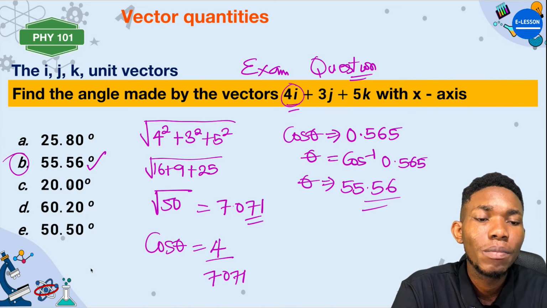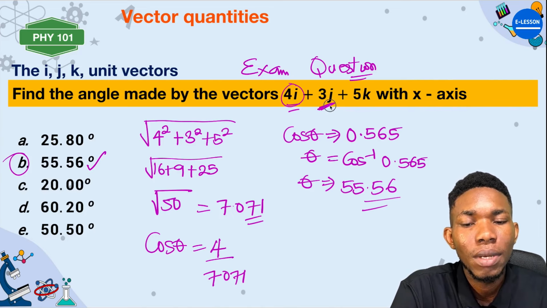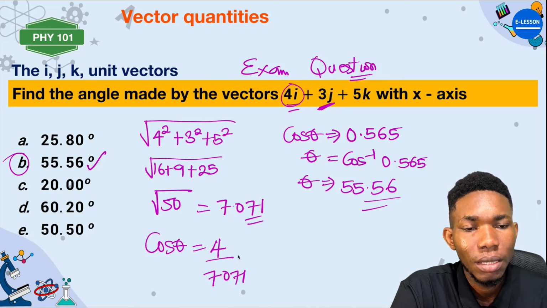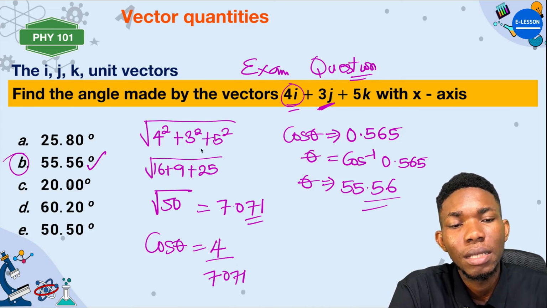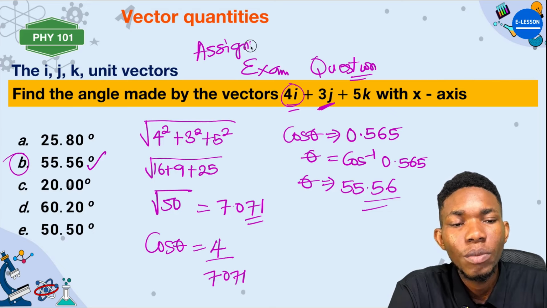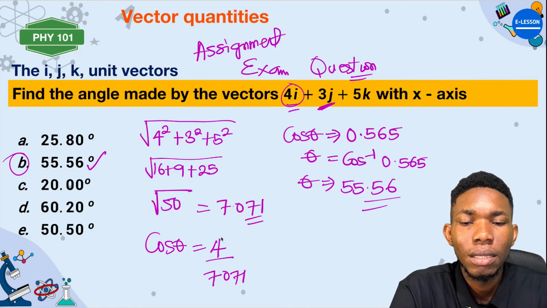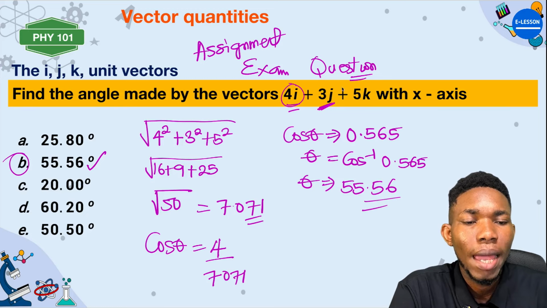If they say the angle it makes with the y-axis, you go with this one here. Is that okay? It will now be 3 divided by 7.071. So what you are going to find for me now is the angle it makes with the y-axis. This is another assignment. So you use this and then you solve.